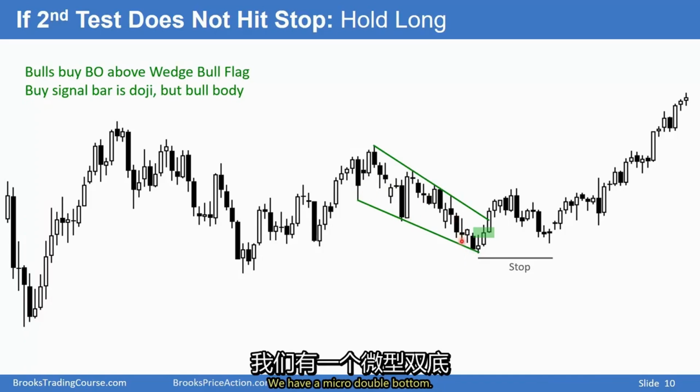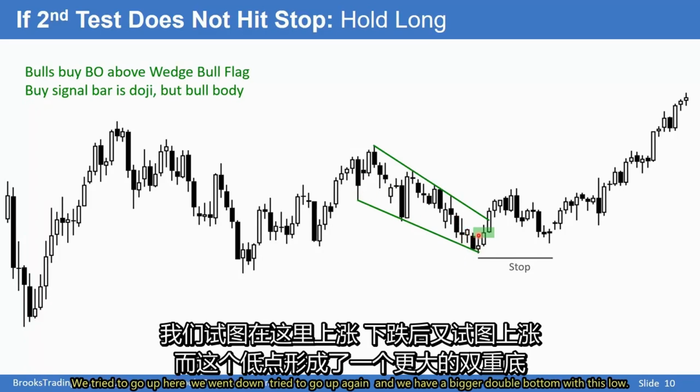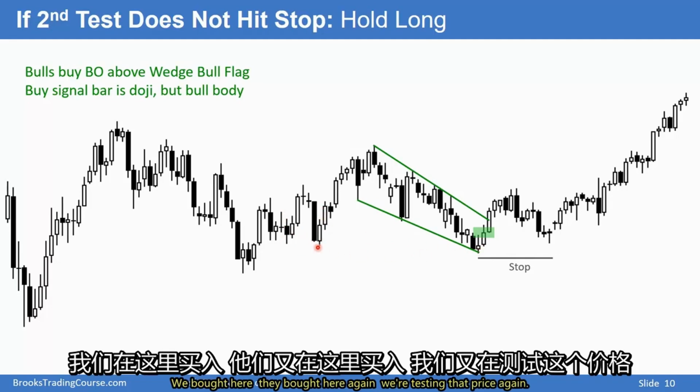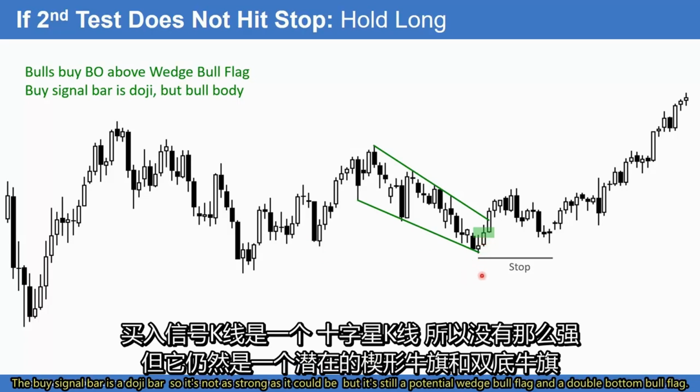We have a micro double bottom. We tried to go up here, we went down, tried to go up again, and we have a bigger double bottom with this low. This is a support area. They bought here again. We're testing that price again. It's reasonable to take this buy. The buy signal bar is a doji bar, so it's not as strong as it could be, but it's still a potential wedge bull flag and a double bottom bull flag.